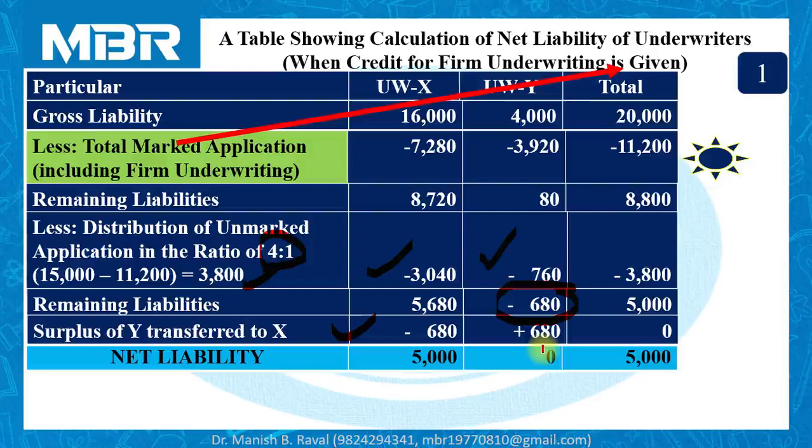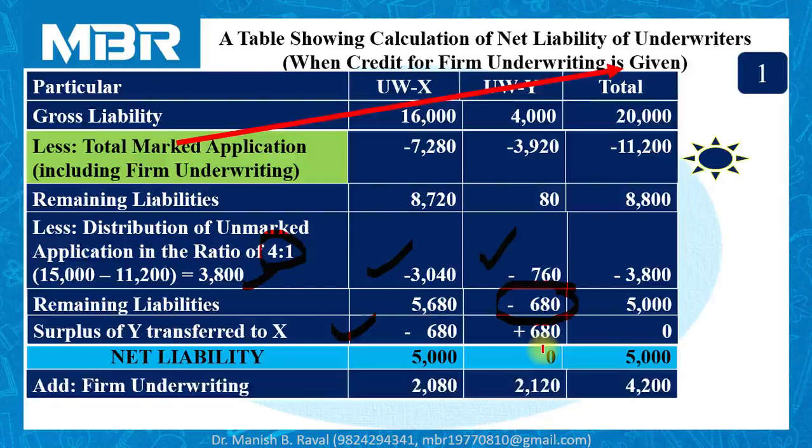But in addition to the general underwriting, underwriters X and Y entered into firm underwriting. It means that the company will allot additional shares to the underwriters. So again we have to add the number of shares as per firm underwriting at the end of our calculation. Firm underwriting for X is 2,080 and Y is 2,120. So general liability of Y is 0.